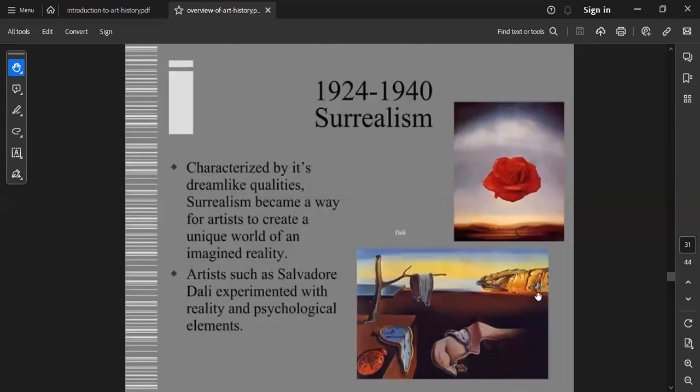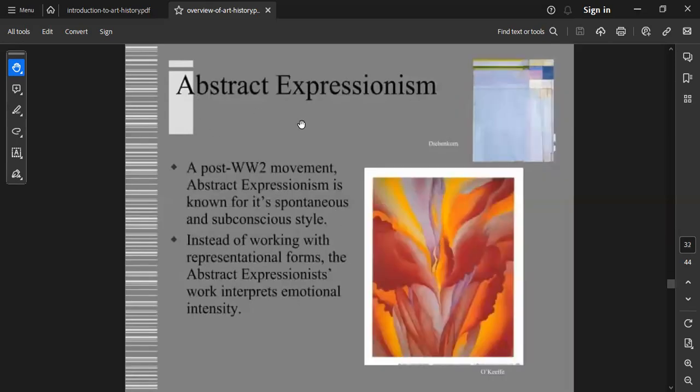So you can see why this kind of thing happened. Then we have abstract expressionism. Here, this is again a post-war movement, right? So you should be able to identify these linkages. World War had a lot of terrible traumas for people. It has traumatized generation after generation.